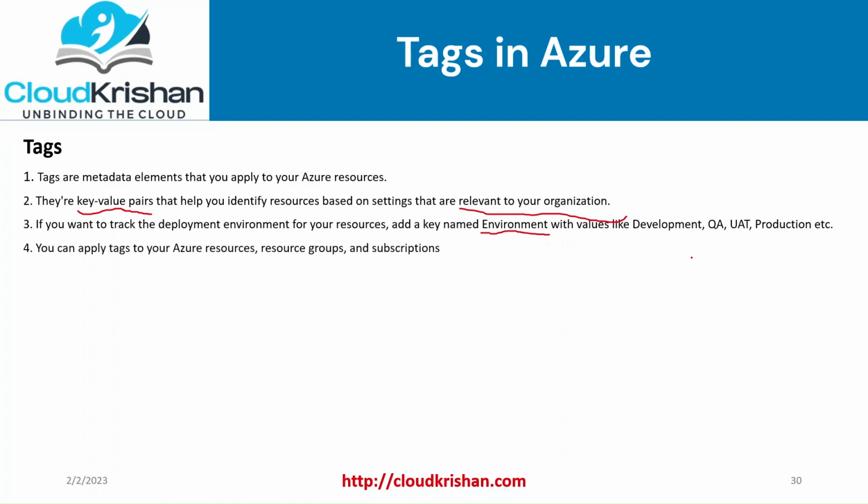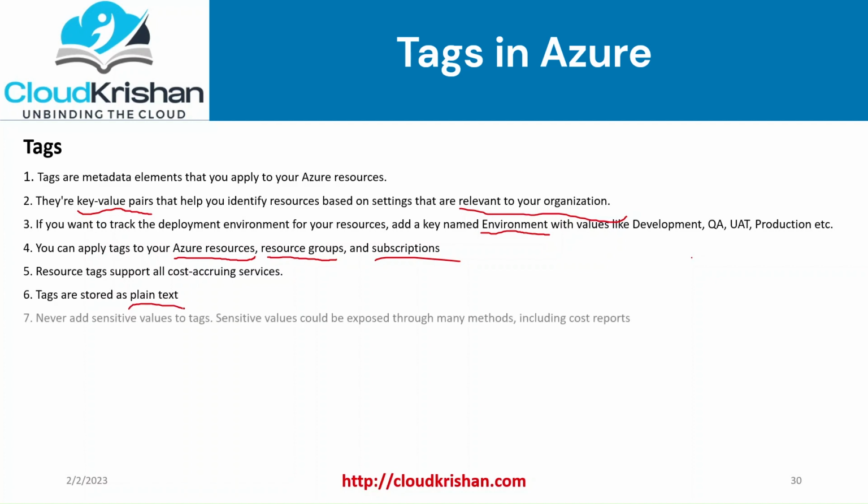You can apply tags to your Azure resources, resource groups, and subscriptions. So please understand, right? These are the things in Microsoft Azure Cloud where you can apply tags: Azure resources, resource groups, and subscriptions. Now, resource tags support all cost accruing services. We will cover these cost accruing services, like we can produce reports, especially cost reports, based upon the tags. Tags are stored as plain text. They are not images or anything. They are just pure plain text.